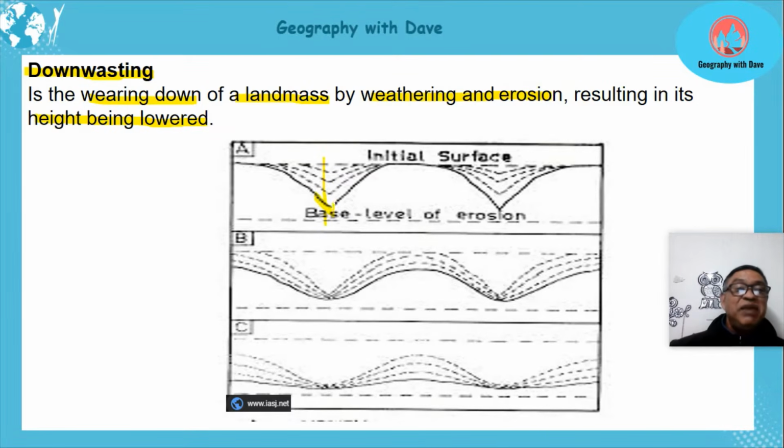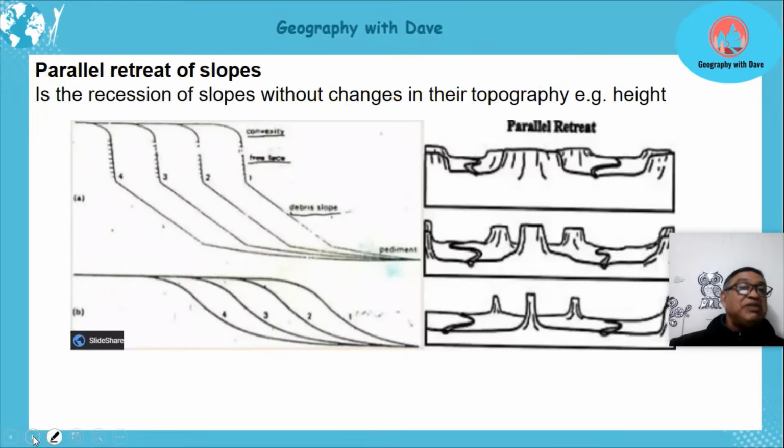Look at this. You have this area being eroded, and we have vertical, lateral erosion happening. And what's happening now? Look at the surface here. As more and more erosion is happening to this, the height is being lowered. Can you see it? It's going down and down and down, because of the wearing away of the land mass by weathering and erosion. And it makes it lower. So that's downwasting. Use the name also. All right, let's go on.